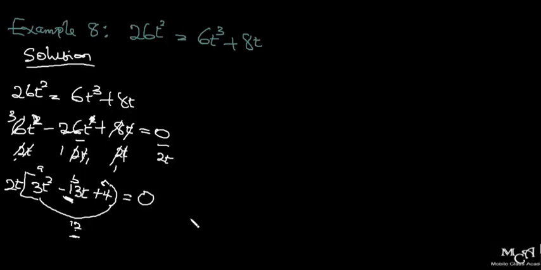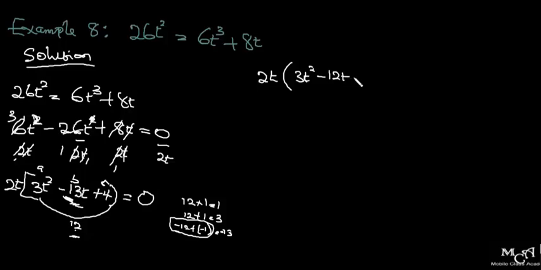Without wasting much of our time, we know that 12 times 1 gives 12. 12 plus 1 gives what? 13. But we are not looking for 13, we are looking for minus 13. Therefore, we are going to have minus 12 plus minus 1, which gives minus 13. So we use minus 12 and minus 1 to replace this value. We still have our 2t outside. 3t squared minus 12t minus t plus 4, everything equals 0.